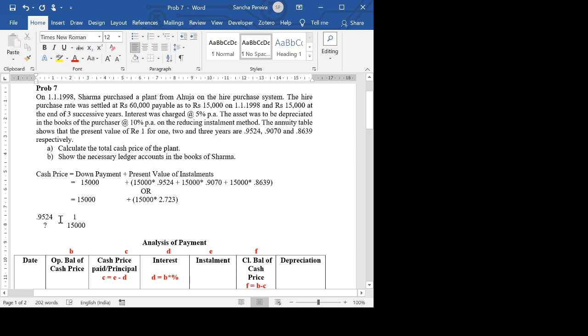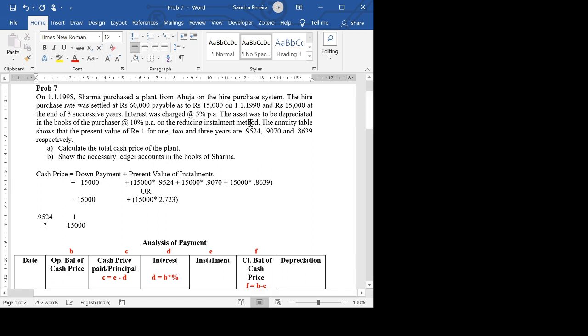Why I have done this is just to explain why I have multiplied. Otherwise somebody may wonder why I am simply multiplying all this. 0.9524 is the present value of rupee 1. We want to know the present value of 15,000 because we are trying to find out the cash price. Cash price is the value that you would pay today if you pay the whole amount. 15,000 is what you pay in installments at later dates.